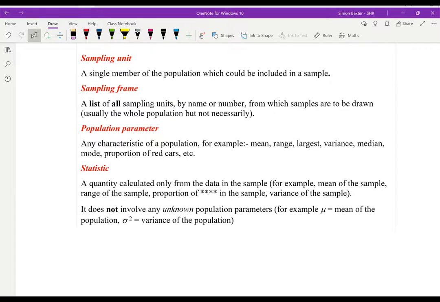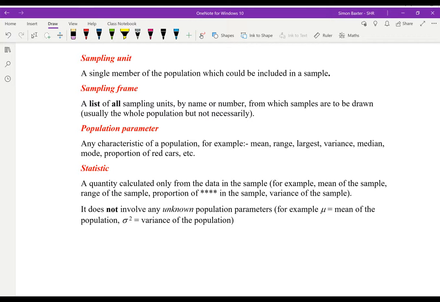You have been doing statistics for some time, and I'm now going to tell you what a statistic is. It's a quantity calculated only from the data in the sample. Going back to our chickens, if you take the weight of each egg of the chickens, that is raw data, and a statistic, if you've taken 100 eggs, could be the mean weight of those 100 eggs, the mean of the sample.